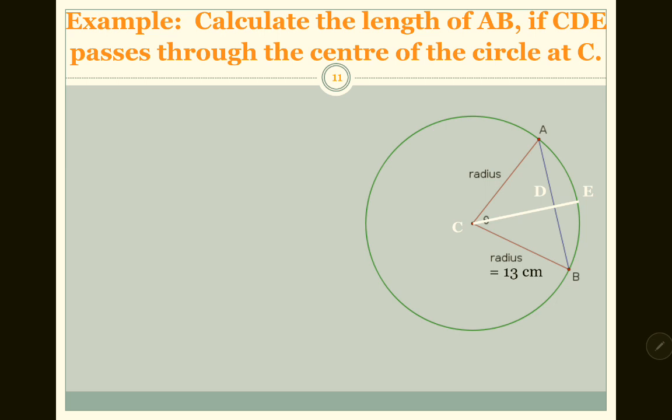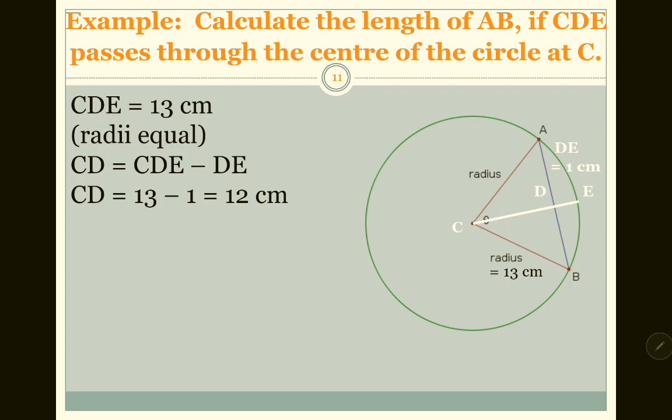So what do we know? We know a couple of things. We know that CDE is 13 centimeters because we are given that. So it means CA is also 13 centimeters and CB is also 13 centimeters because they are all radii, right? Then we can solve for CD, in fact. We know that if that one is 13 and DE is 1 centimeter, it means CD is 12 centimeters.